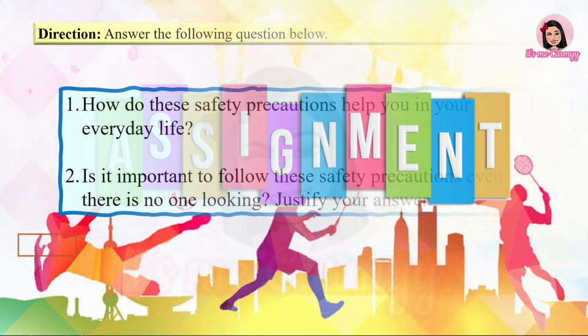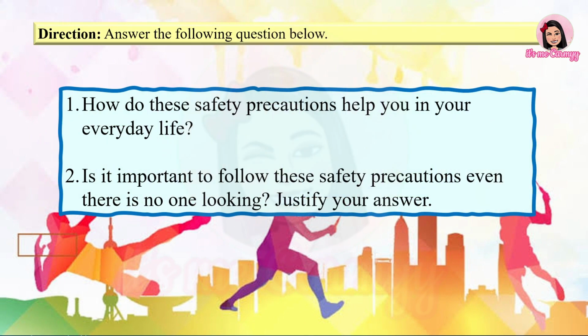Assignment. Direction: Answer the following questions below. Number 1. How do these safety precautions help you in your everyday life? Number 2. Is it important to follow these safety precautions even if there is no one looking? Justify your answer.